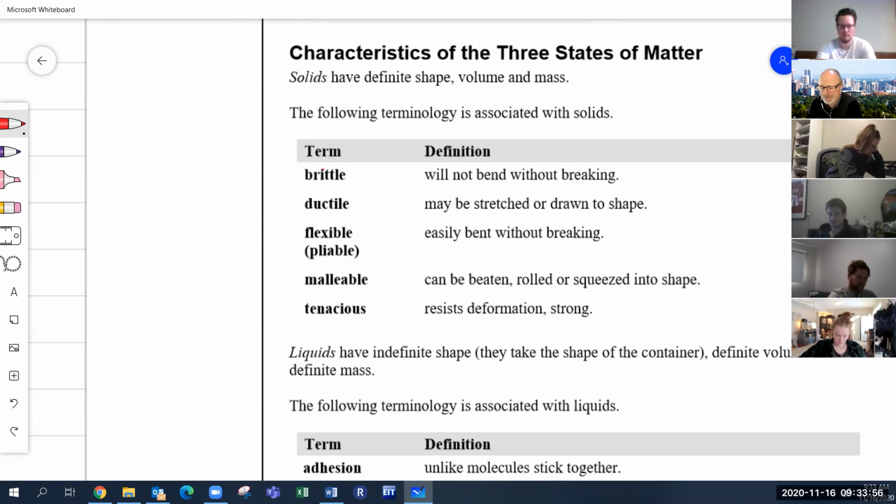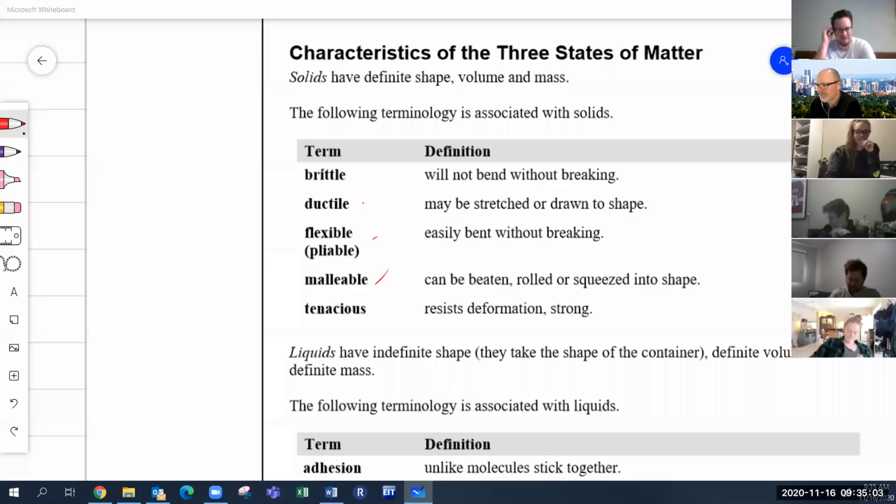Sorry, I got that a little mixed up. Have you ever seen drainage cast iron? That's brittle, right? You drop that from a 1-foot drop and you're going to break your cast iron pipe or even the fittings. We know that. Ductile: may be stretched or drawn into shape. And then there's flexible: easily bent without breaking. And then there's malleable. Malleable can be beaten or rolled or squeezed into shape.